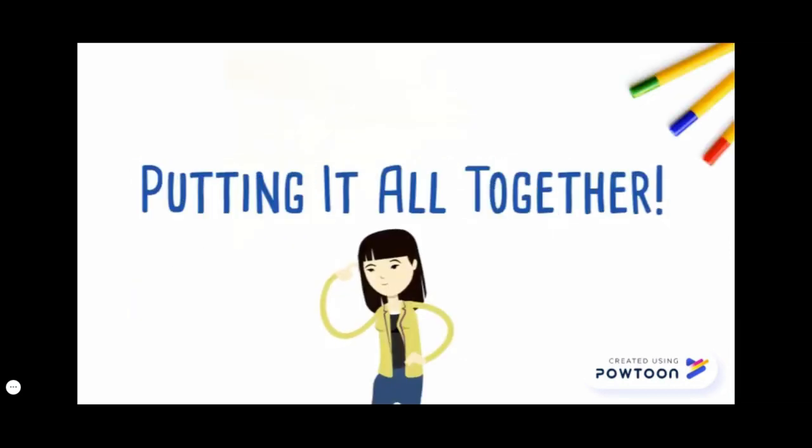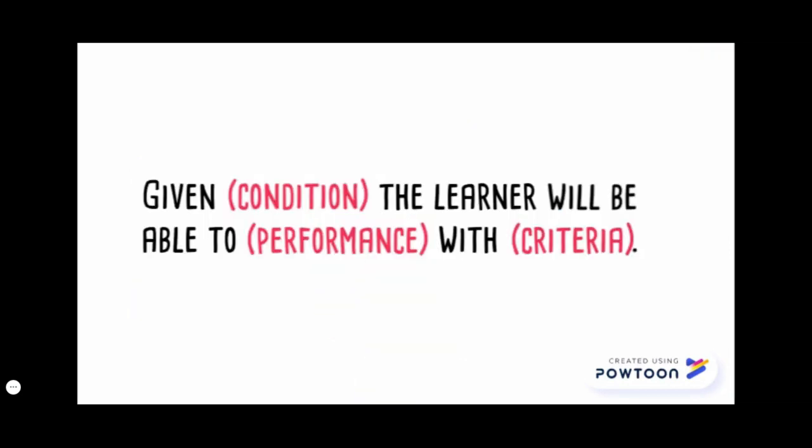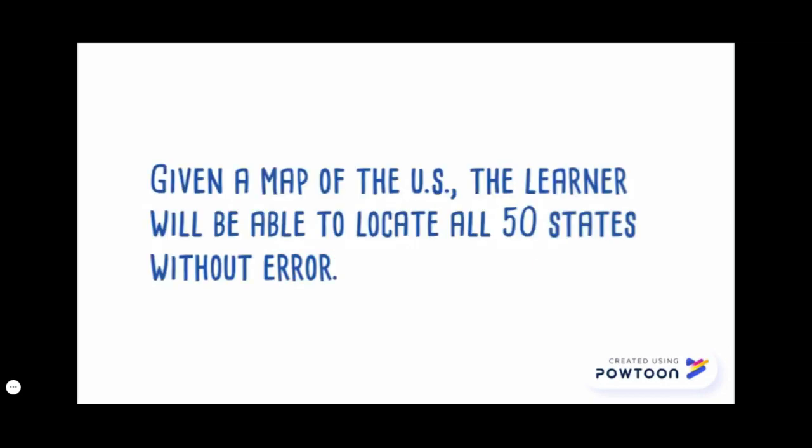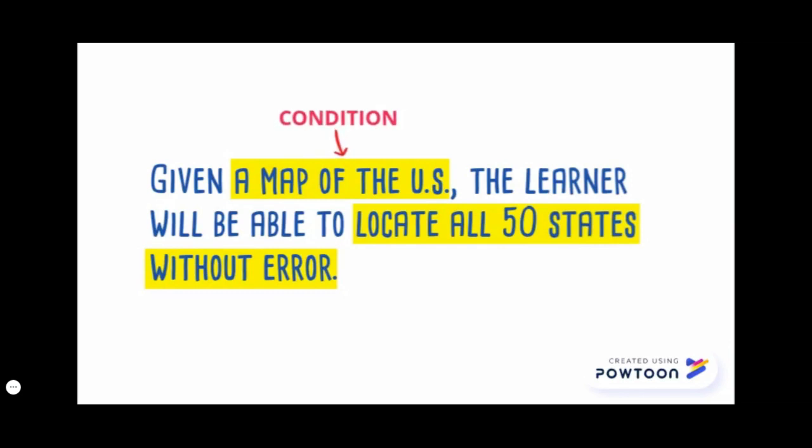Putting it all together. The basic format for an instructional objective is as follows. Given the condition, the learner will be able to perform a skill, knowledge, or ability within the stated criteria. Here's an example that follows this format. Given a map of the U.S., the learner will be able to locate all 50 states without error.